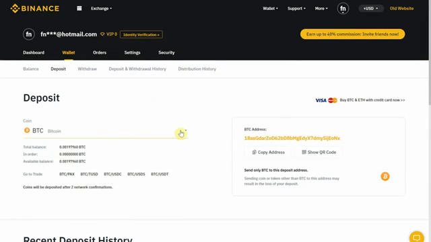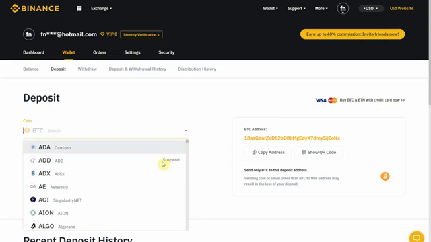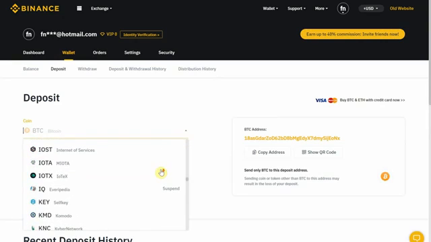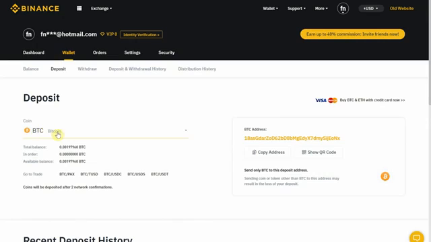So over here you have the coin selection. If I want to deposit Bitcoin, I would select BTC there, and it would tell me my BTC address on Binance. So let's say you have some BTC on Coinbase. You would come here, you would select BTC, and it would show you the address that you needed to put on Coinbase, so you could transfer here. Okay, so it's very easy.